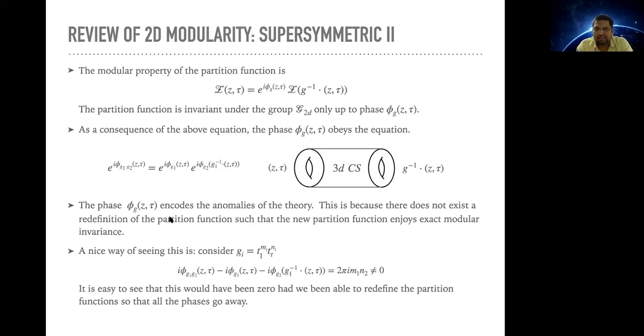Here I just stress the fact that they are indeed the anomalies of the theory, because you cannot get rid of them by redefinition of partition functions. Another way to see that is, the way you would compute these phases is by considering a mapping cylinder like so.